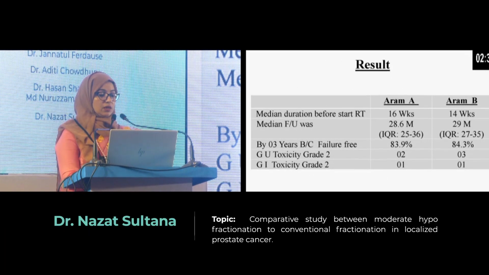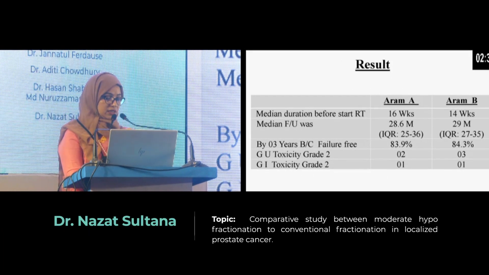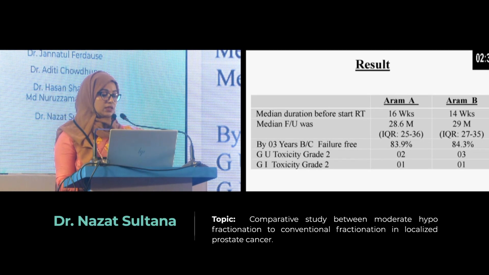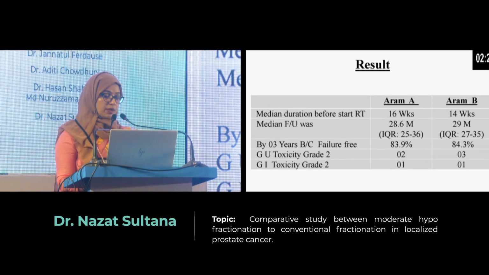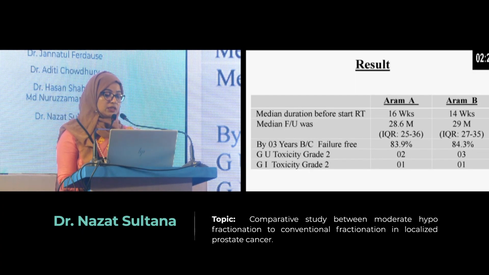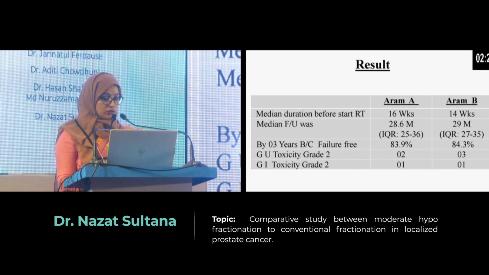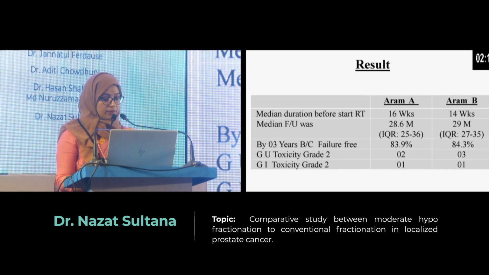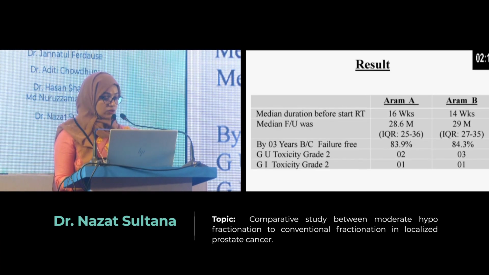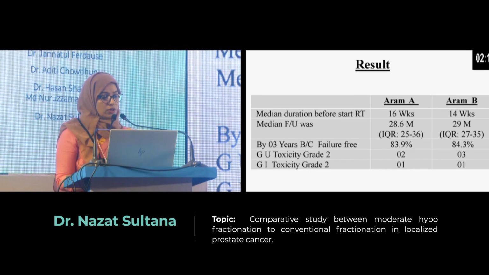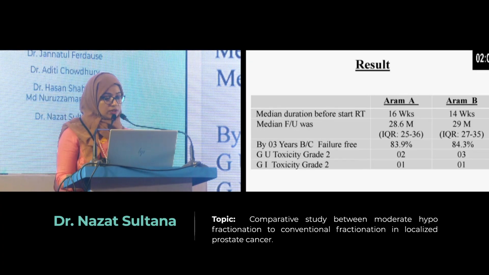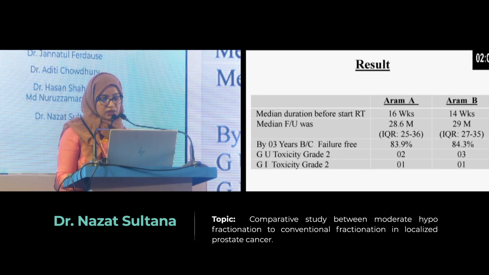The median duration before start of radiotherapy was 16 weeks in arm A and 14 weeks in arm B. Median follow-up was 28.6 months in arm A, with an interquartile range of 25 to 36 months, and 29 months in arm B, with an interquartile range of 27 to 35 months. By 3 years, biochemical failure-free survival was 83.9% in arm A and 84.3% in arm B. Regarding toxicity, GI toxicity was not seen, except one in arm A and arm B, and grade 2 genitourinary toxicity was a bit higher in the hypofractionation schedule.